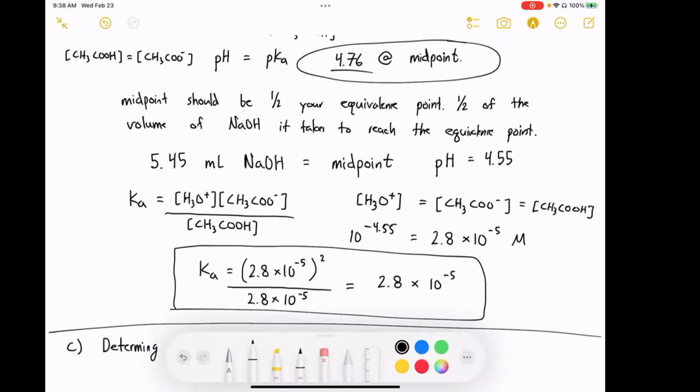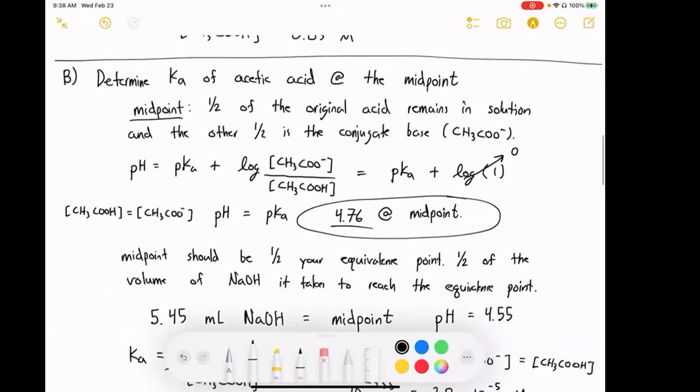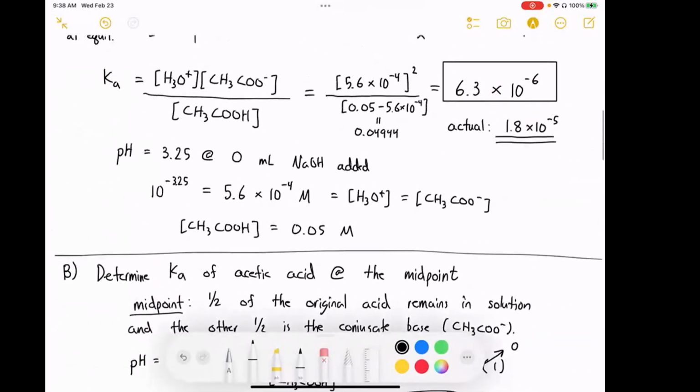It was here a moment ago. Sorry, everyone, I'm losing it today. Right here, see, it's 1.8 times 10 to the -5. So it should approach close to that value.